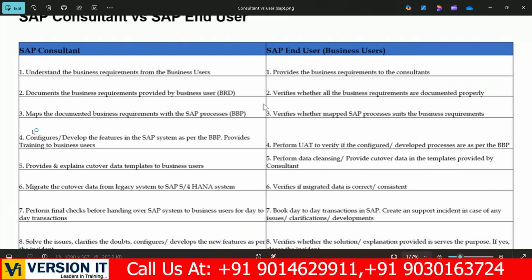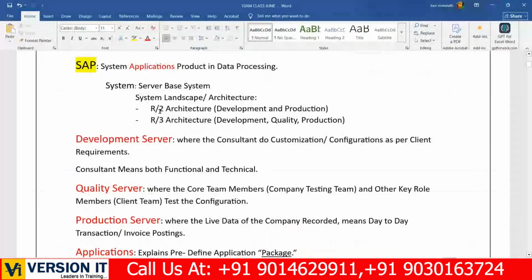In step 7, where do we configure the system? Development server. Now understand what is development? Where the consultant does customization as per client requirement. So how to identify the client requirements?